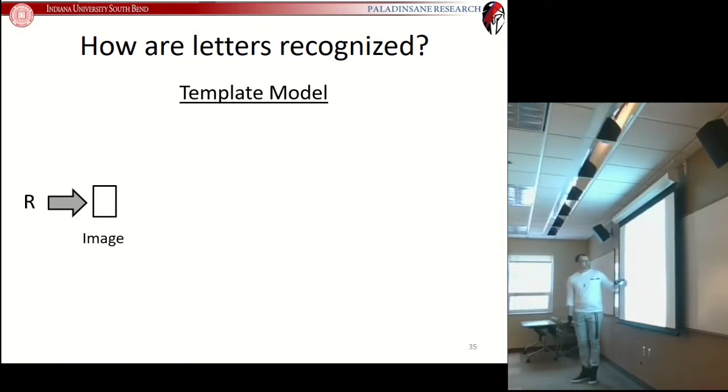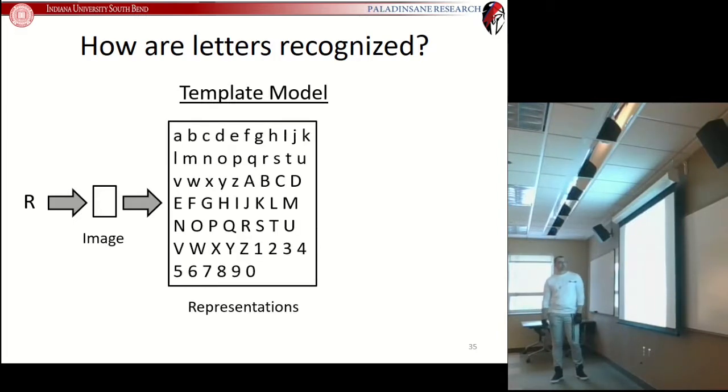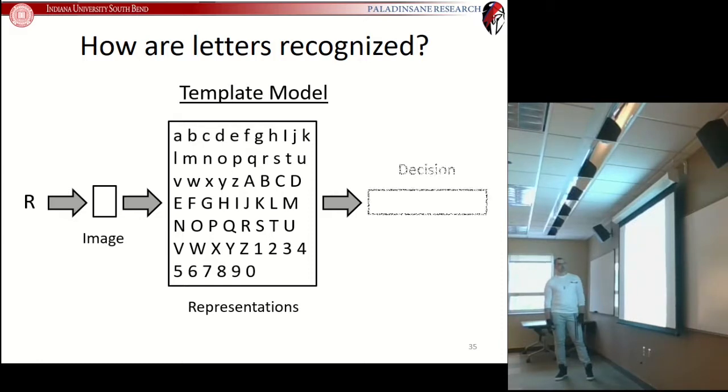So the information coming in is the actual image of what was out there. And then that goes and gets compared to a template that is filled with different letters. So this is a template that you have in your mind. This is your representations of the external realities. And then a comparison is made, and then you end up with a decision.